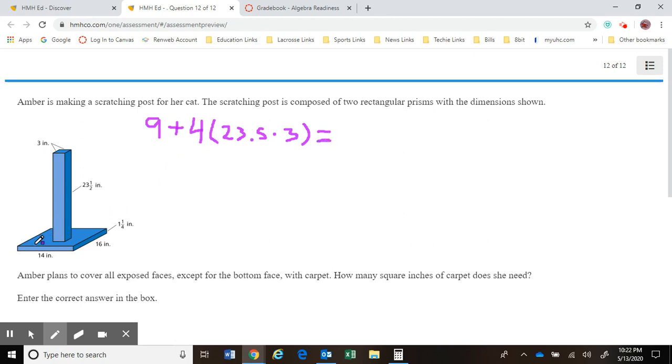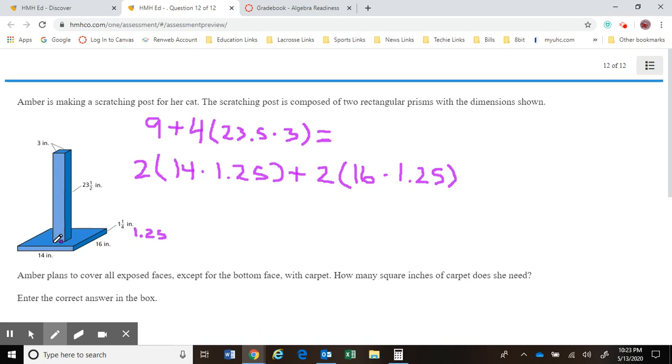All right, so now I've got this bottom square here, and I know that these are 16. So over there would be 16, and this is 14. Back here would be 14. And instead of 1 and 1/4, I'm just going to say 1.25. So I've got two sections that are 14 by 1.25. And then I've got two sections that are 16 by 1.25. And then I've got this last section up top, which is 14 by 16, but there's a 9-inch square cut out of the middle of it. So lastly, I need to go 14 times 16, but then I have to subtract 9 from it because I'm not going to carpet that place right there.